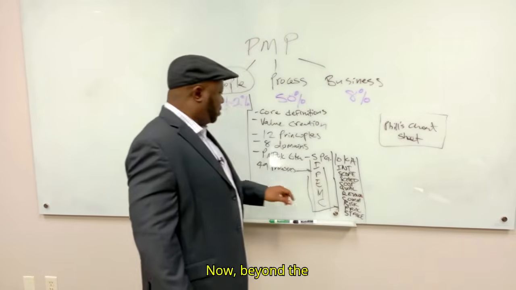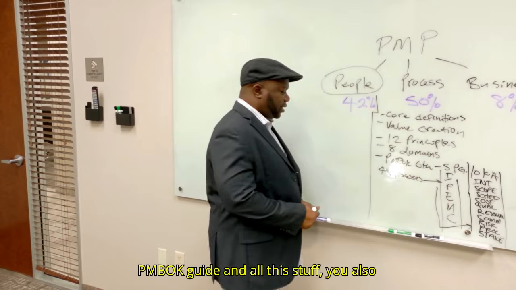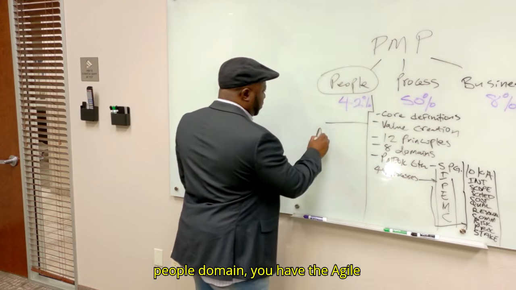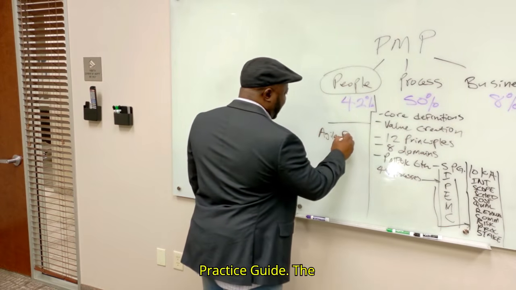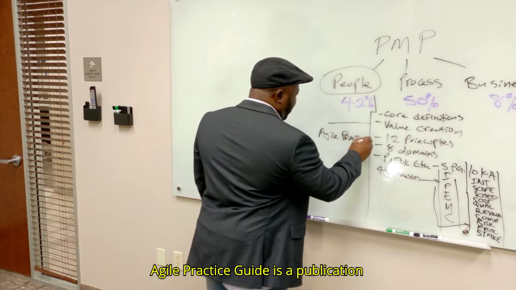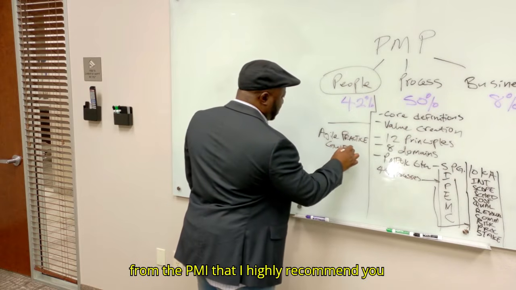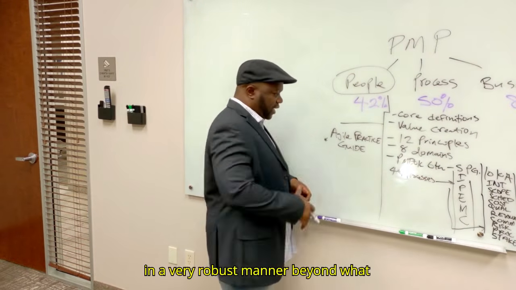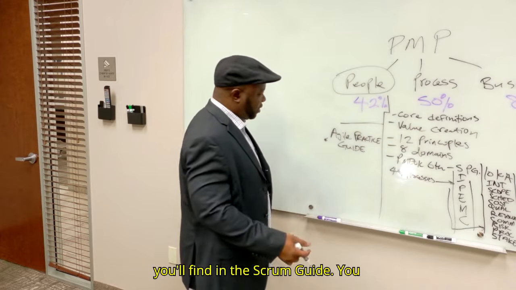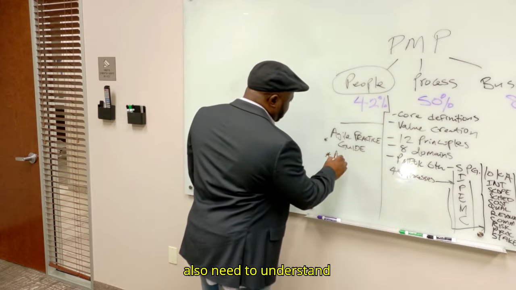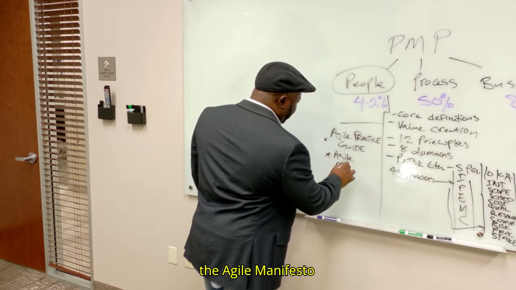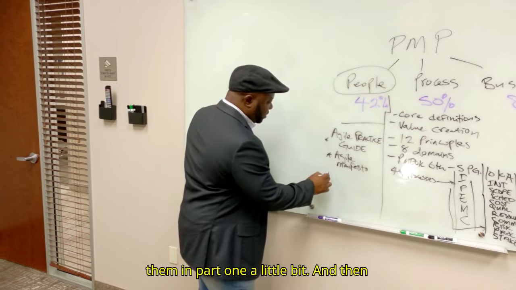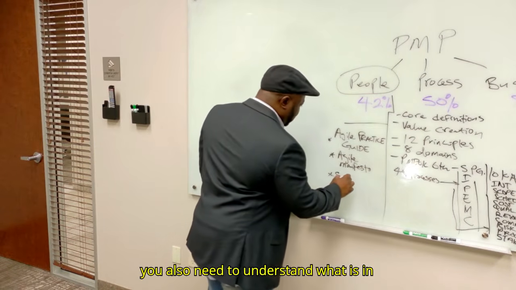Okay? Now, beyond the PMBOK guide, on the other side of the people domain, you have the Agile Practice Guide. The Agile Practice Guide is a publication from the PMI that I highly recommend you know. This is where Agile is covered in a very robust manner beyond what you'll find in the Scrum Guide. You also need to understand the Agile Manifesto, the values and the principles. I covered them a little bit in part 1. And then you also need to understand what is in the Scrum Guide.